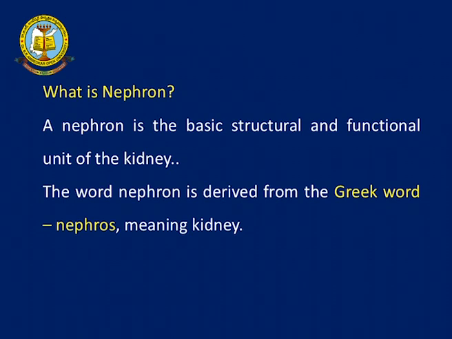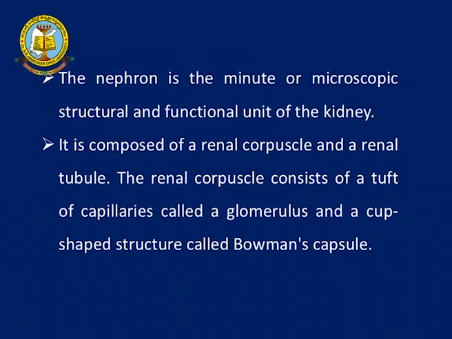The nephron is a structural unit of the kidney. The word nephron is derived from the Greek word meaning kidney. The nephron is the minute, microscopic structural and functional unit of the kidney. Its composition is the renal corpuscle and renal tubules.